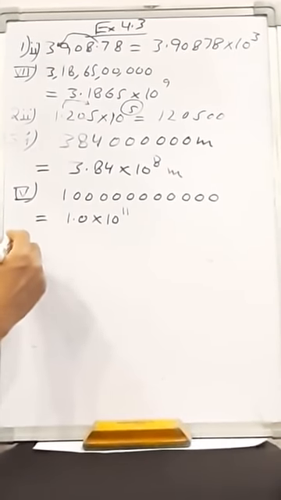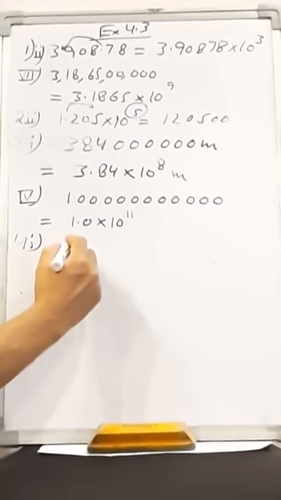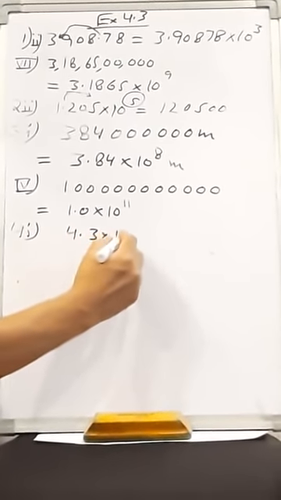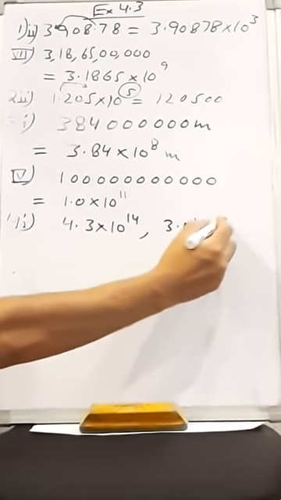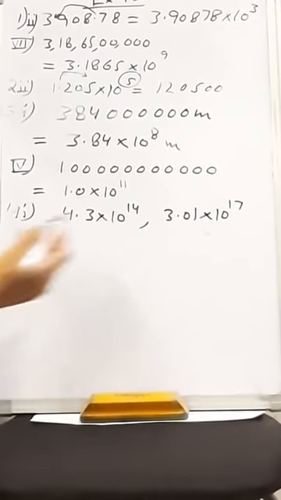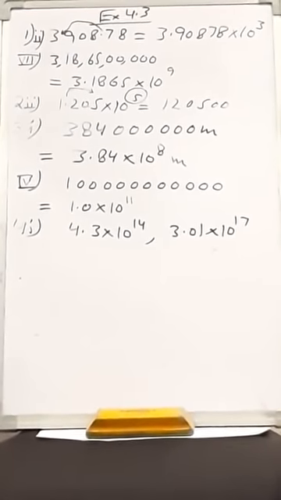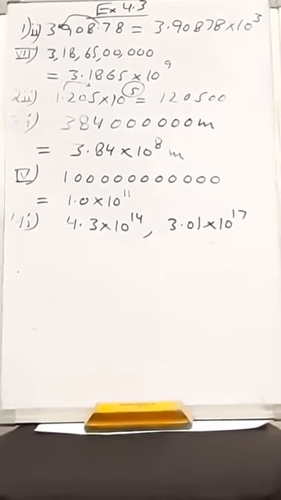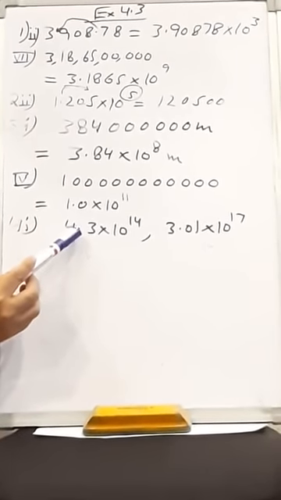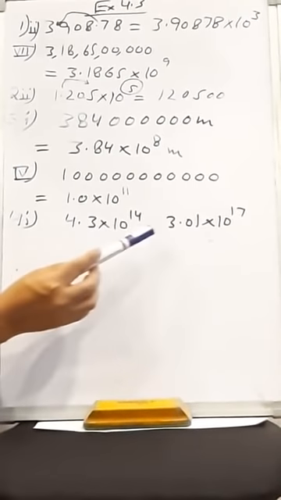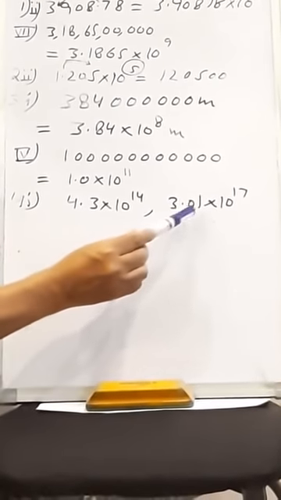Question number 4, first part. There are two numbers given here. Look at the numbers, and you can easily recognize that they are given in standard form, and we have to compare them. To compare them, look at the numbers. They are given in standard form, that means each number has the decimal after one place, right? So it is 4.3 and it is 3.01.